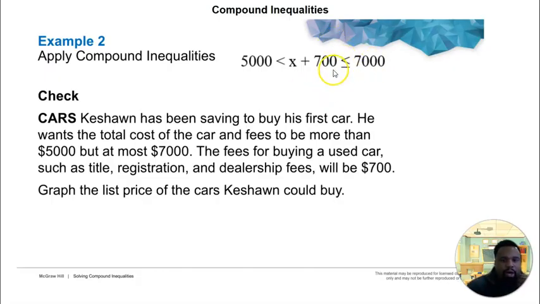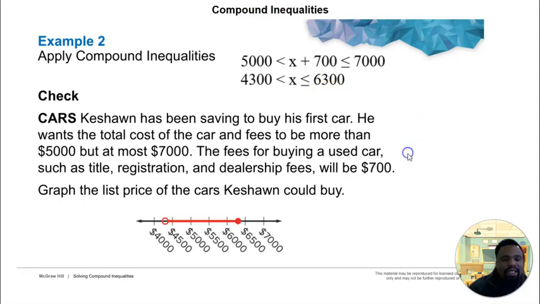So we're going to ignore this part and solve this part here. Subtract 700 on both sides. 5,000 minus 700 gives you 4,300. And then we subtract 700 on both sides here. 7,000 minus 700 gives you 6,300. So our inequality will be x is greater than 4,300 and less than or equal to 6,300. Notice this is an open circle and this is a closed circle. So it will be an open circle on 4,300 going to a closed circle on 6,300.